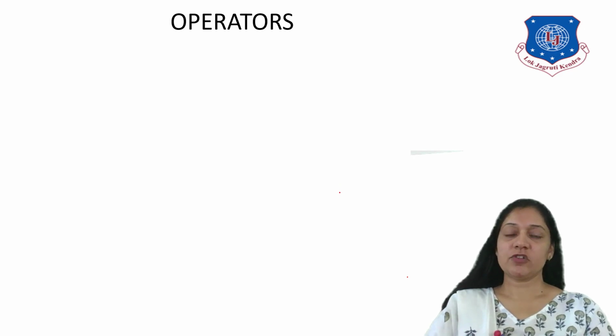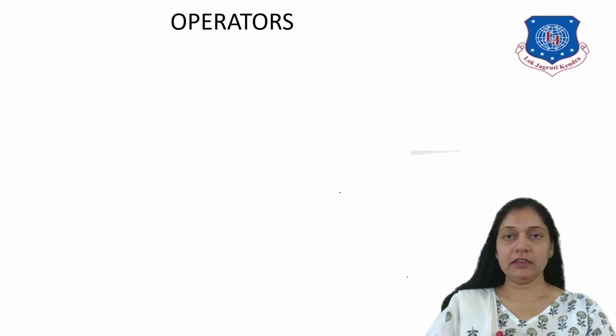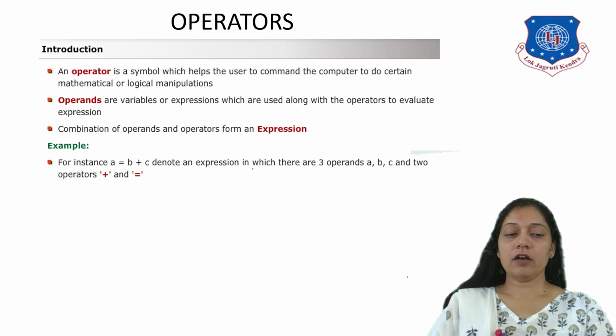Hi friends, so today we are going to see the next token, that is operators. It's a very important token because in most of the C programs, in one way or the other, we are going to use operators in our program. So let's understand what are the different operators available in C.